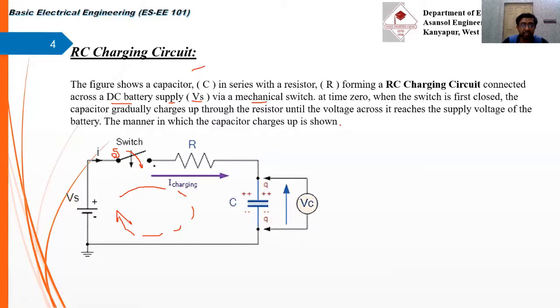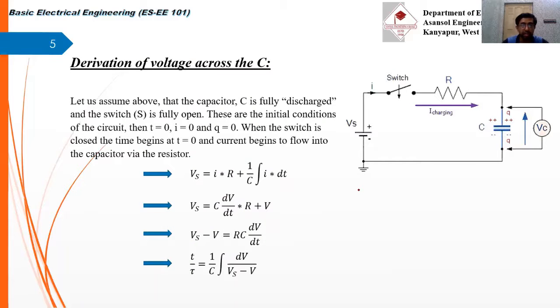When the current flows, this Vc is the voltage developed across the capacitor, and this voltage will develop gradually. When this capacitor is fully charged, the voltage across the capacitor will be simply Vs. Now how do we derive the voltage across the capacitor and the current flowing through the circuit? Let us assume the capacitor C is fully discharged initially and the switch S is open.